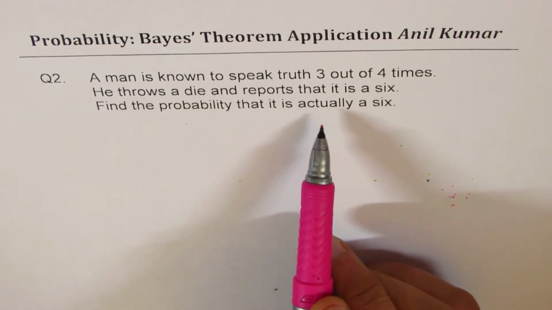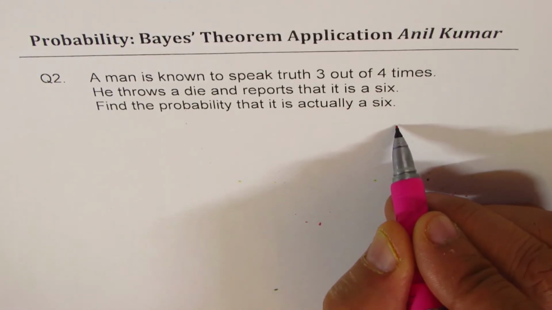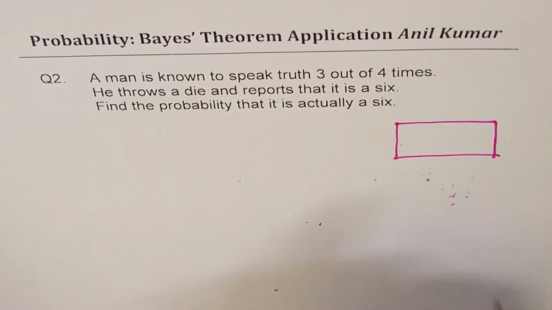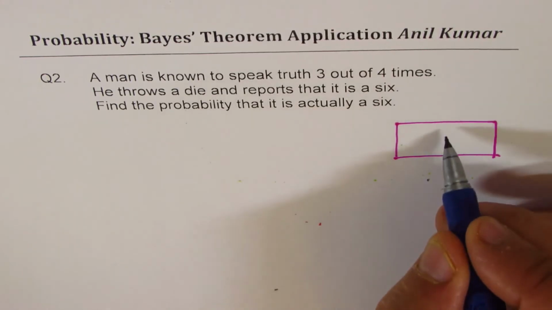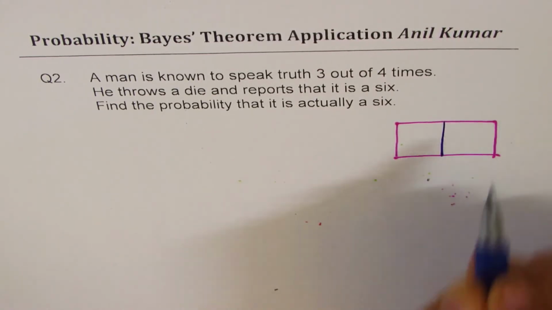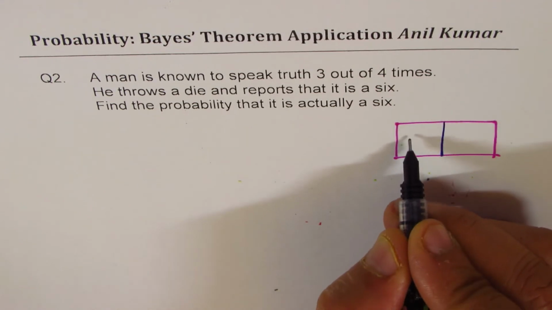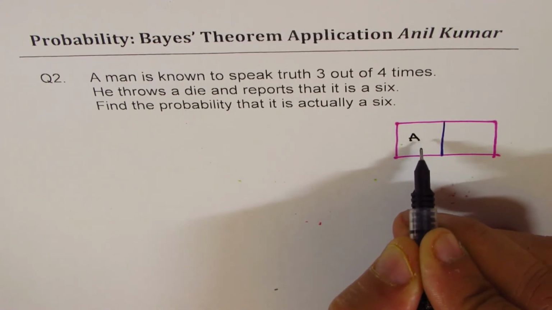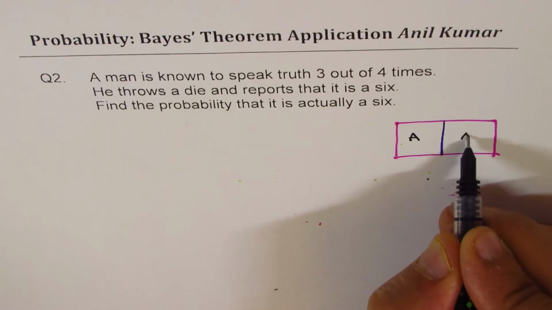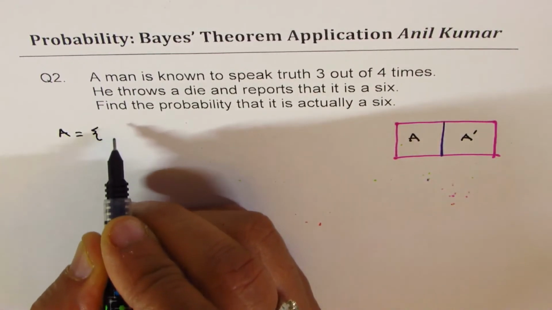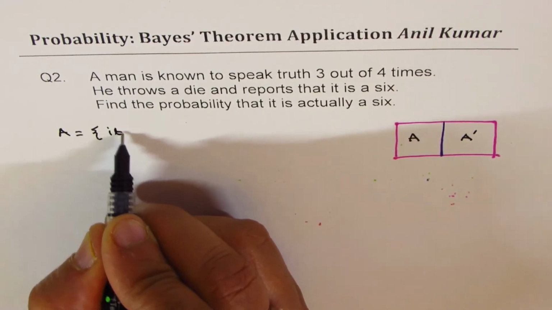Now, as you can see here, an experiment is being performed where the result could be either it is a 6 or it is not a 6, correct? So again, we can partition our sample space into 2 parts, right? Where one, we can say event A, which is getting a 6. The other one is not 6. Do you see? So we are defining an event A is that it is a 6.